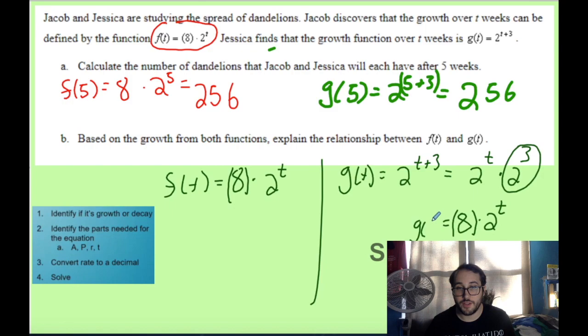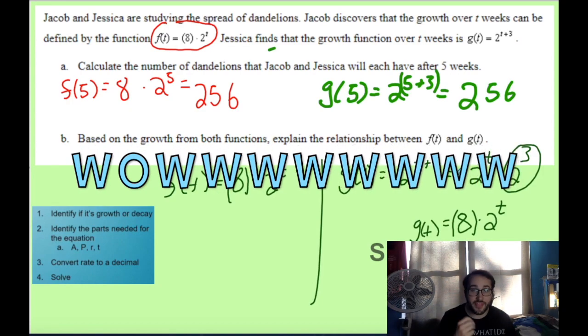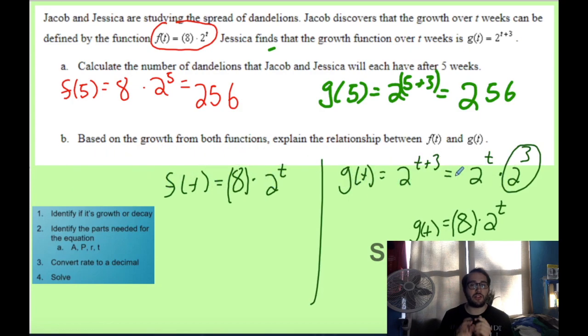So my question for you is, what do you notice about g of t and f of t? They're the same. So Jacob and Jessica literally have the same function. It's just written in 2 different ways. And the way that we can show that they are the same is by doing a little bit of algebra manipulation, changing some things around so that it's the same thing, just written a little bit differently. And you can actually see that they are literally the same.